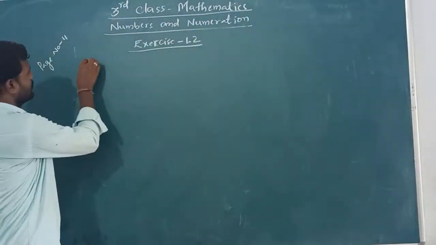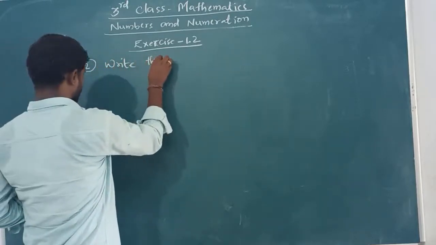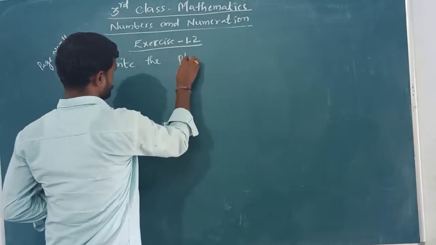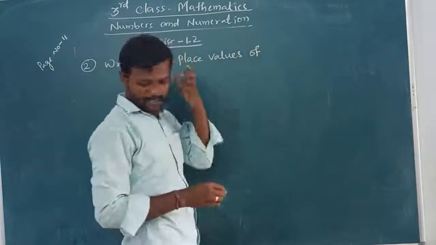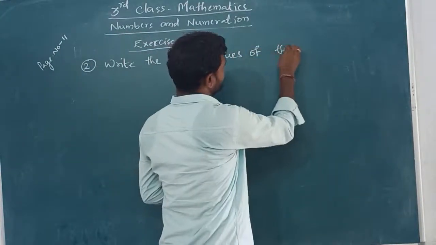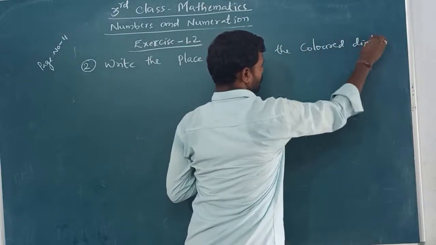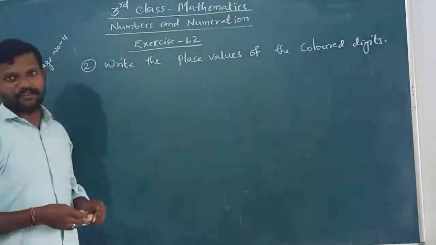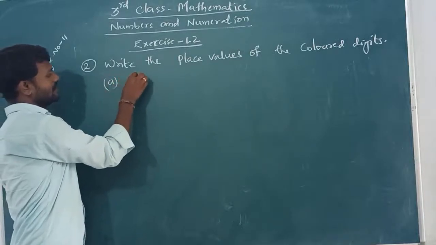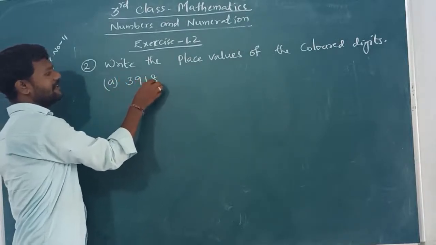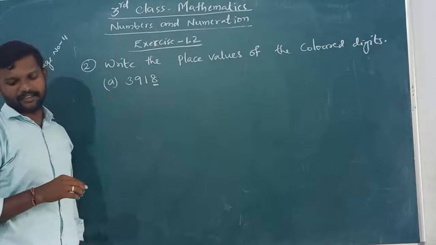What is the second bit? Write the place values of the colored digit. So first problem, A is given here. 3918. 8 is colored here.